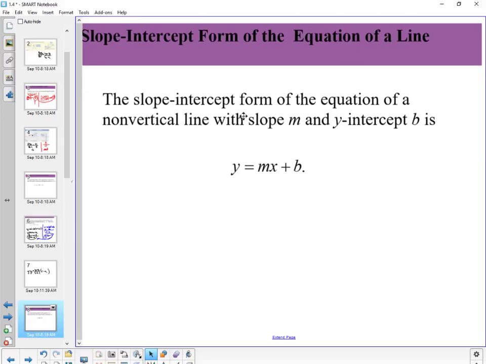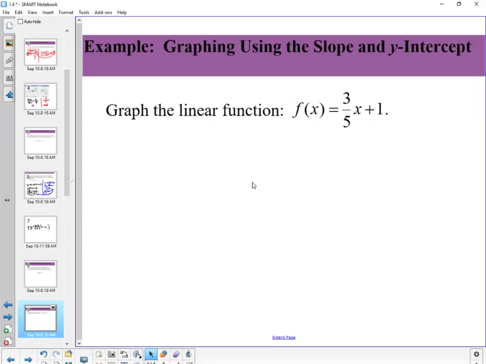Okay? Cool. Here's my BFF. y equals mx plus b. So graph using the slope and the y-intercept. There's only 2 things that you really need in order to graph a line. It's either 2 points, or you can get me a point and the slope. Yeah, that's exactly what it is.